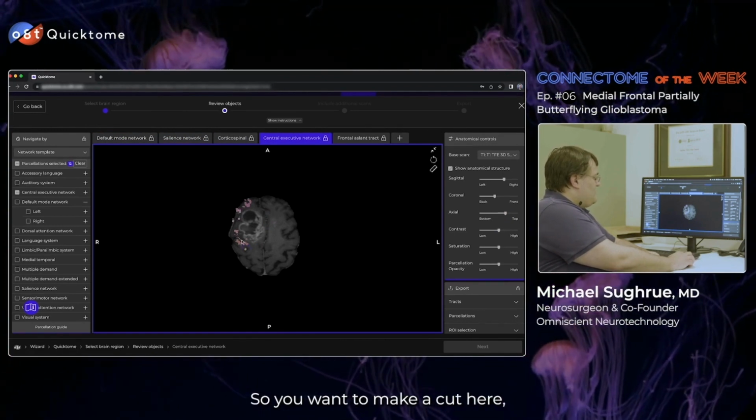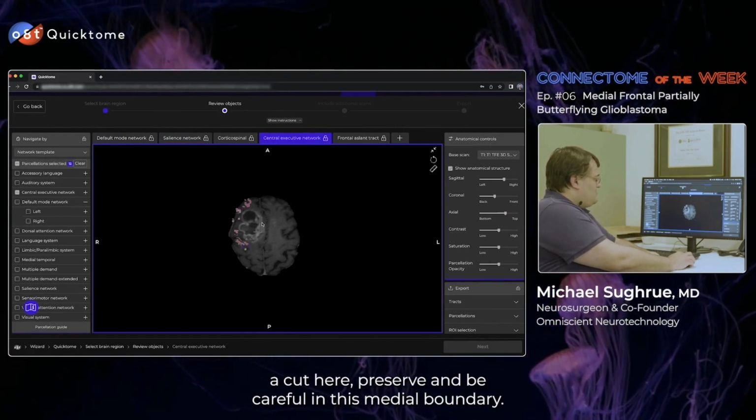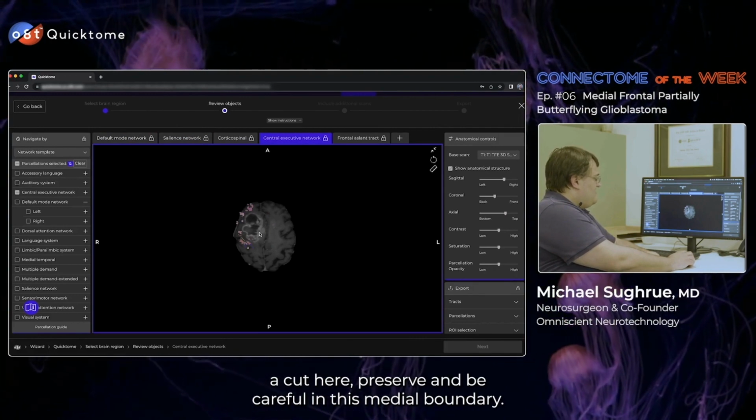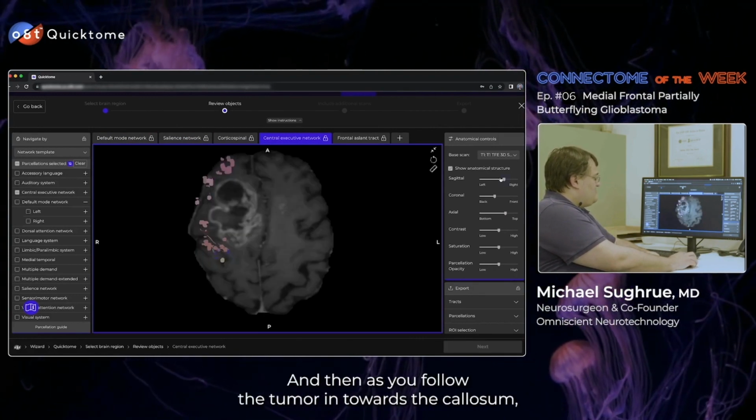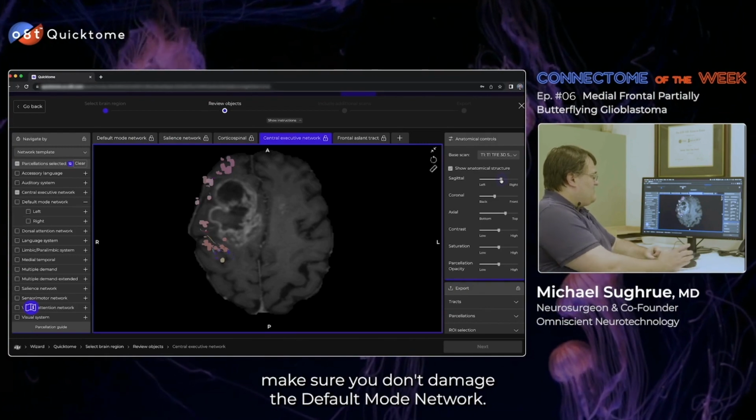So you want to make a cut here, preserve and be careful on this medial boundary. And then as you follow the tumor in towards the callosum, make sure you don't damage the default mode network.